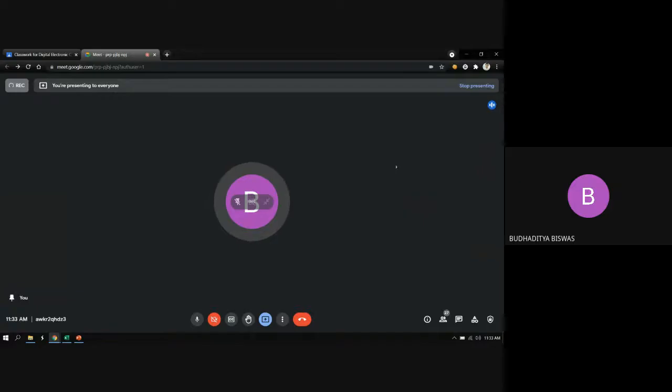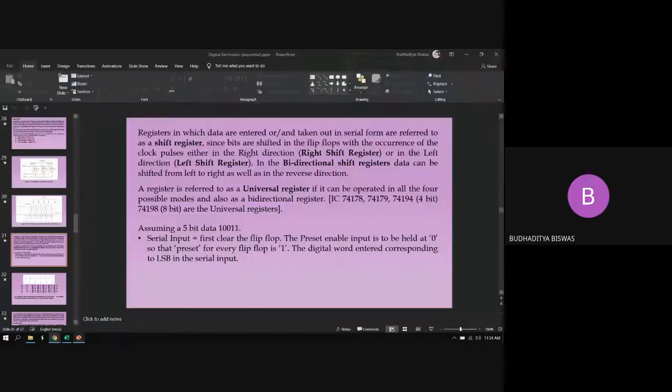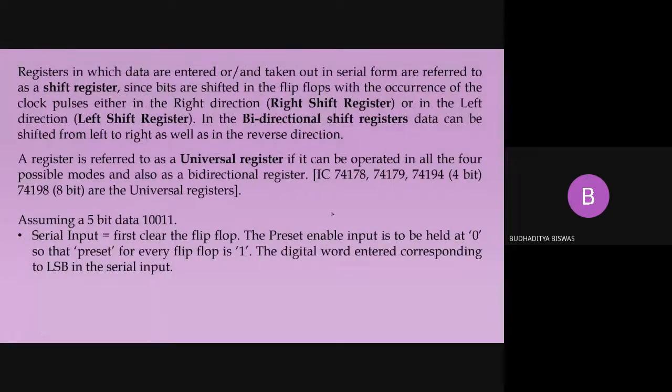Able to shift the data from left to right or right to left, it is called the bidirectional register. Okay. So a few definitions are there. One is what is called the shift register. A shift register is a register which is able to shift the stored data either in the left or right direction. Based on this, right shift register and left shift register are there, and the bidirectional register is able to shift the data in both directions, meaning from left to right or right to left.